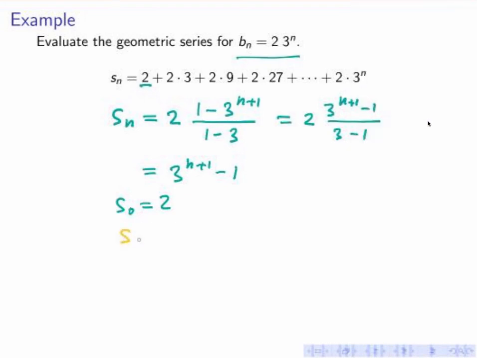If I look at the next term, S1, then I have 3 squared minus 1, so 9 minus 1 is 8. And then if I do 2 plus 6, this is also 8. So it is the same thing. And if I look at the next term, S2, then I have 3 to the power of 3, which is 27, minus 1 is 26. And then if I add those terms, I get exactly 26. So this is how the formula works.